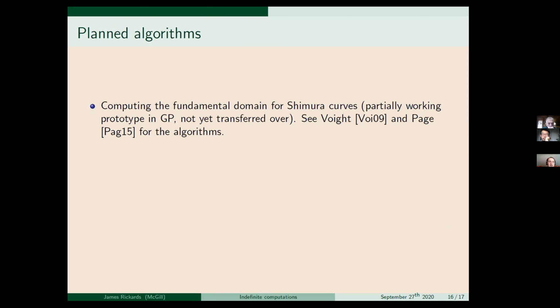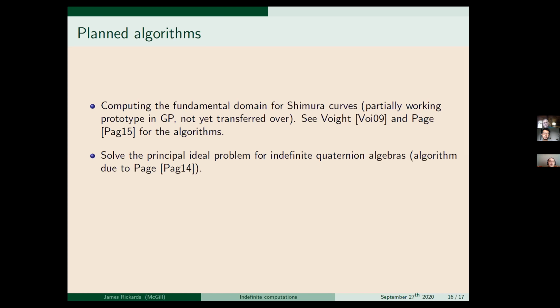End to end, what are some planned algorithms that I haven't implemented, but I'm working on? Well, computing fundamental domains for Shimura curves. This is an algorithm that is in Magma. I'm following a paper of Voight with some optimizations by Page. And I have a partially working prototype in GP, but it hasn't been transferred to PARI. And there are a few bugs in certain cases, so that's being worked on.